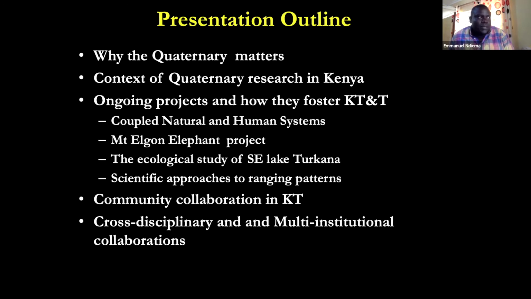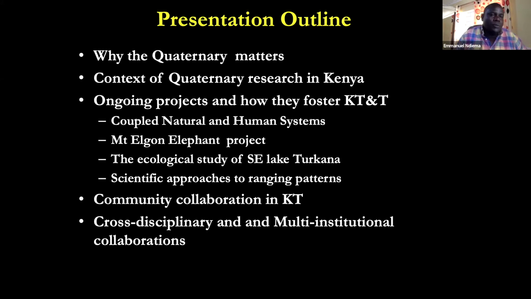me to repeat. But just the outline of this presentation, I will start by highlighting briefly why the quaternary matters. And then I'll discuss the context of quaternary research in Kenya, and then point out a few ongoing projects and how they foster knowledge and technology transfer, highlighting some of those projects. And then I'll also talk about the community collaboration in knowledge transfer.